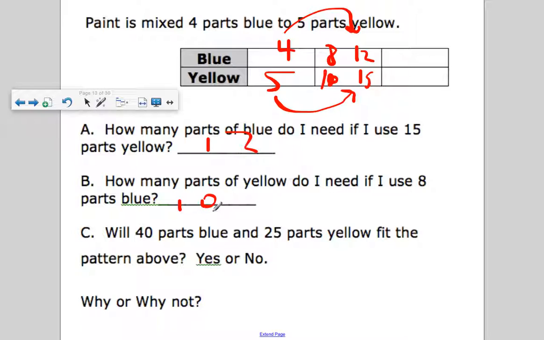Will 40 parts blue and 25 parts yellow fit the pattern above? How do you turn 4 blue to 40? Times 10. So 5 times 10 is 50. Definitely not. There should be 50 yellow. So that definitely does not. But first of all, I can just stop. That doesn't even make sense. Aren't there less blue than yellow? So why is this blue bigger than the yellow? So it doesn't even make sense.